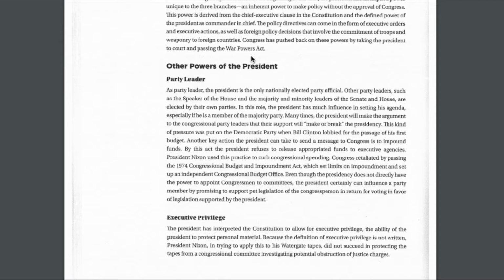Another power that the president can use is executive privilege. It allows the president to protect personal material and discussions that the president has. However, you cannot use it when you're in some type of federal investigation.